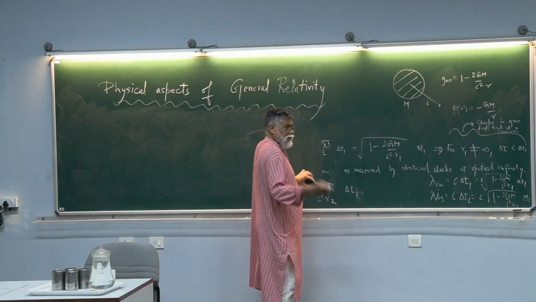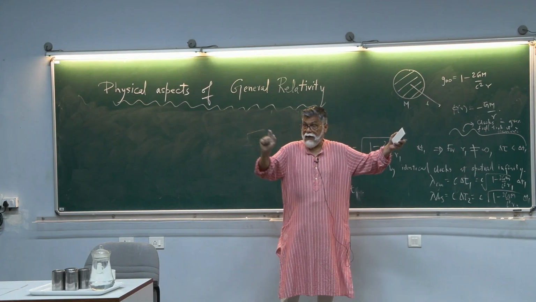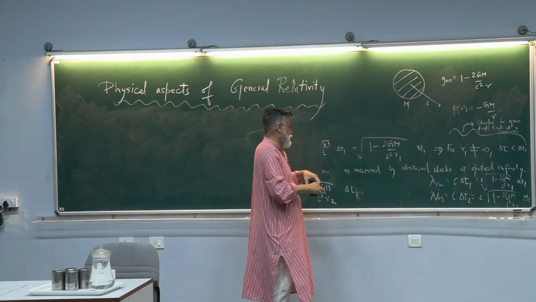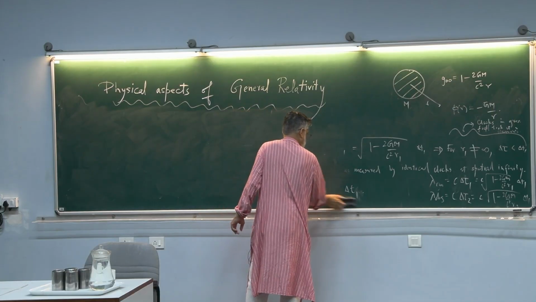Now, before I give the example of how you do measurement in cosmology, I'll point out two very important things, which are extremely important. So, they should be pointed out.